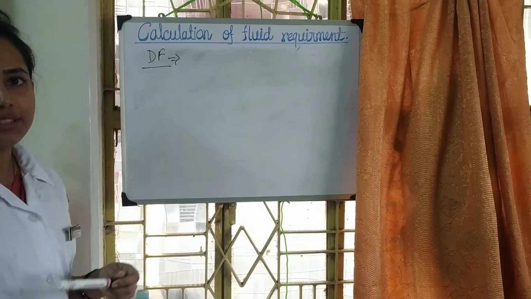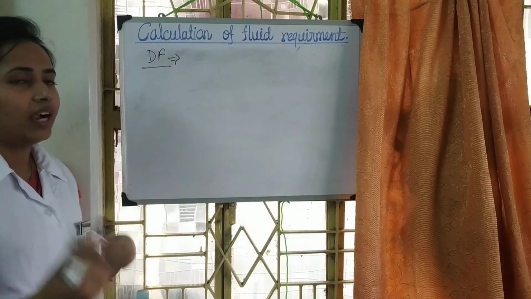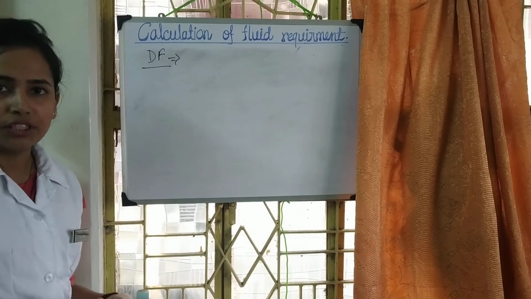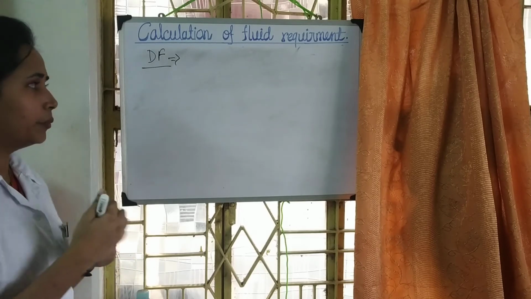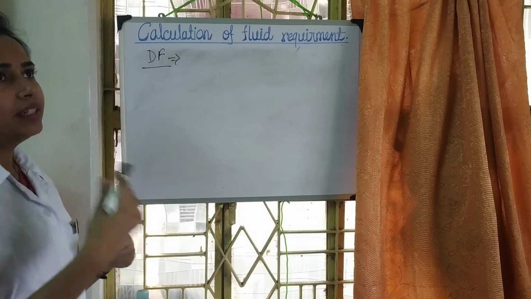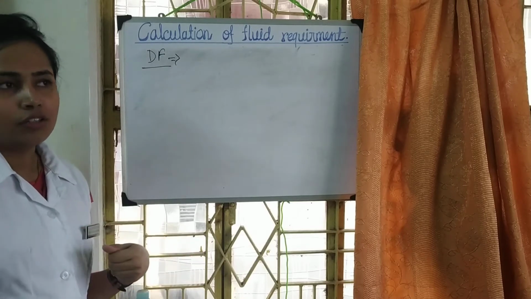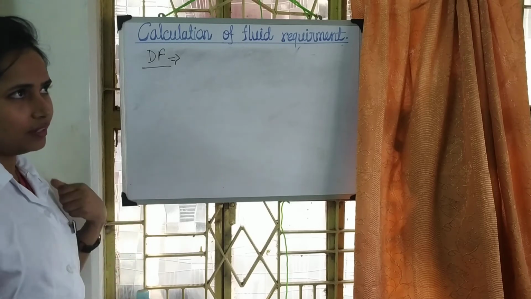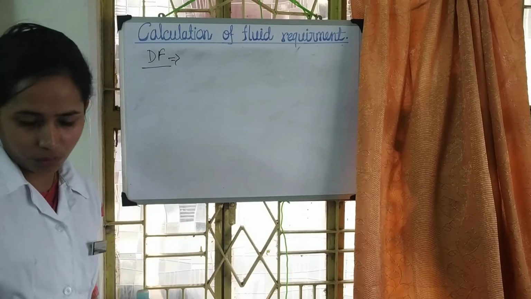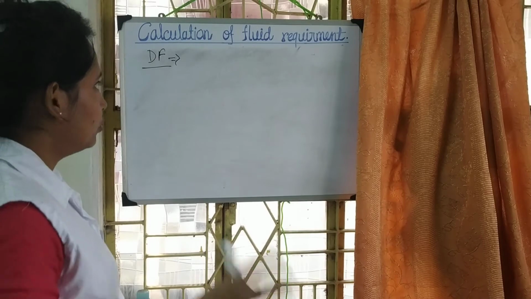There are some different signs and symptoms, such as heart rate, systolic blood pressure, urine output, skin turgor, sunken eyes, and oral mucous membrane. As the percentage of dehydration increases, these signs and symptoms also increase. I'm not going to talk about this.